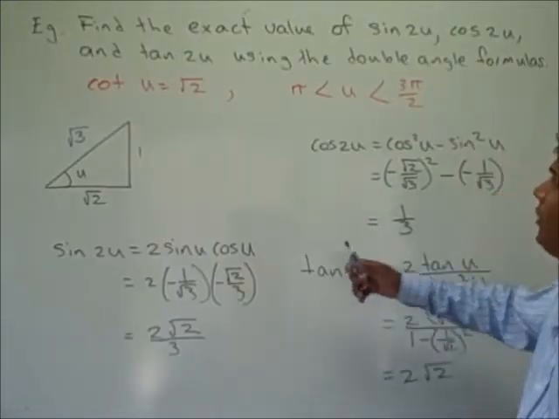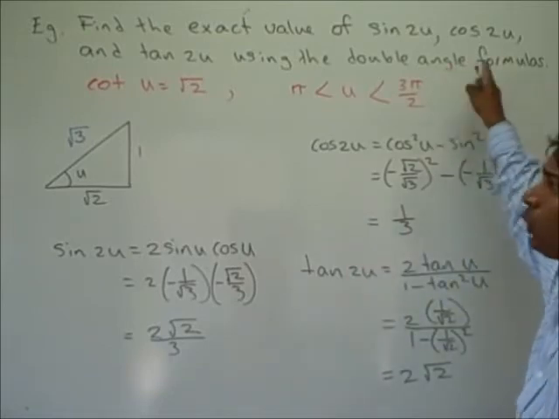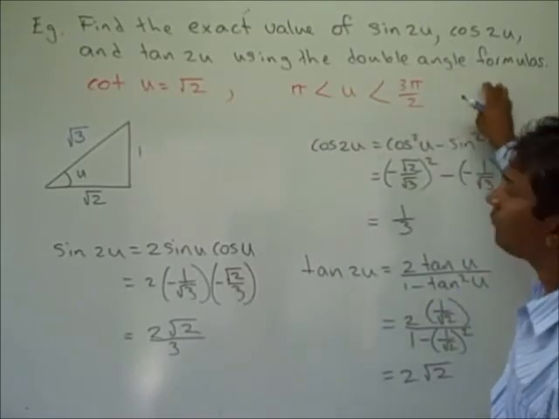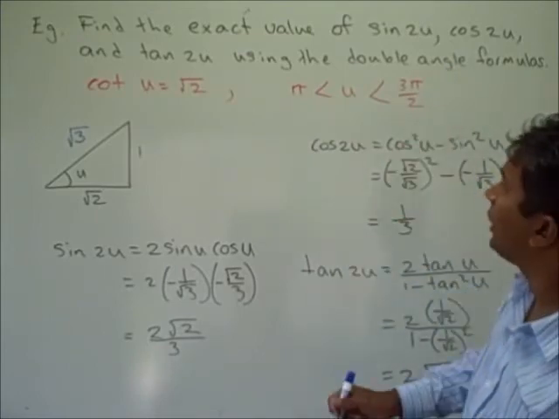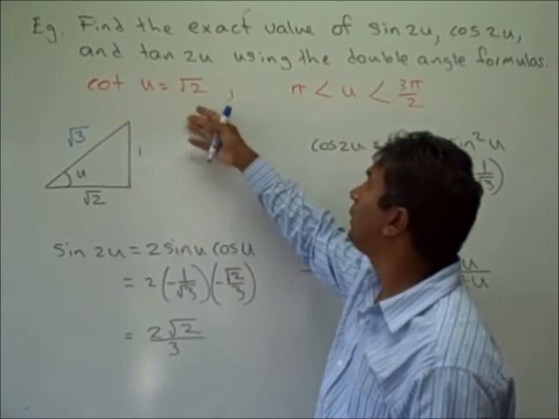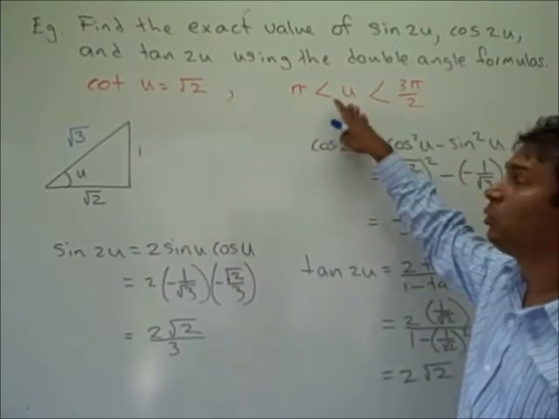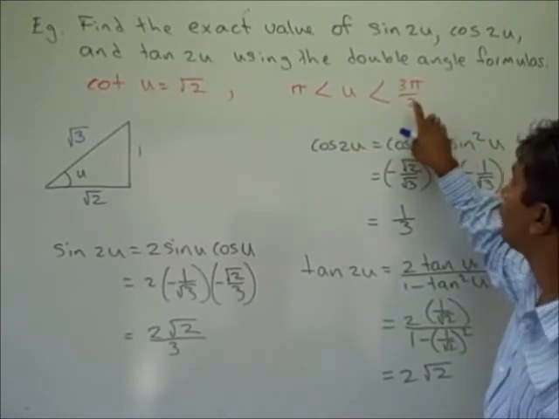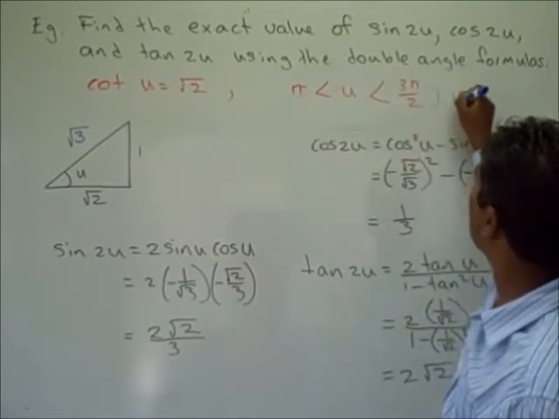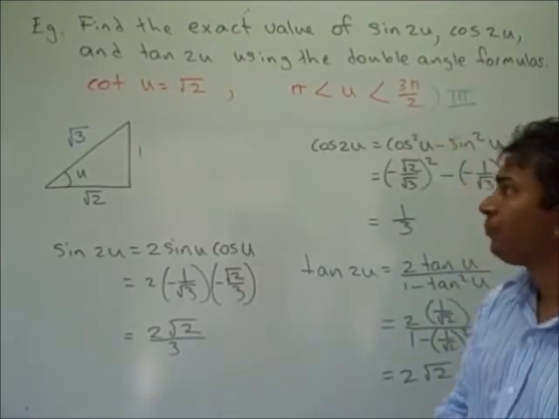Here we're being asked to find the exact value of sine 2u, cosine 2u, and tan of 2u using the double angle formulas, and we're given that the cotangent of u is equal to the square root of 2, and we're also told that u is between pi and 3 pi over 2. So this information tells us that we're in quadrant 3.